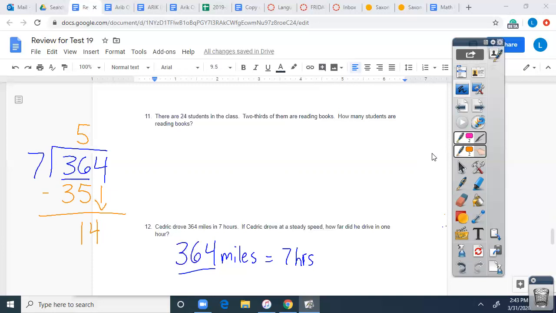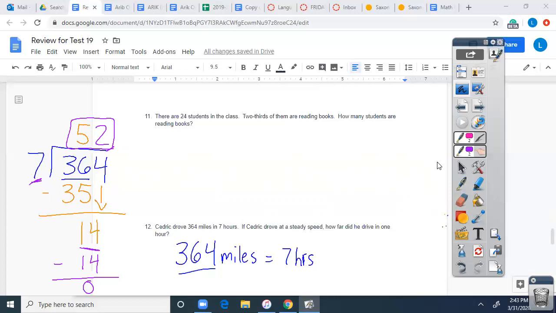Okay, so now we're going to start the steps all over again. I'm going to switch colors so you can see the different rounds of the steps. Okay, so now we're going to do 7 goes into 14 how many times? It can go in 2 times. 2 times 7 is 14. Step number 3, subtract. 14 minus 14 is 0. There's nothing to bring down, so that means my remainder is 0. My answer is 52. 52 miles. 52 miles for number 12.